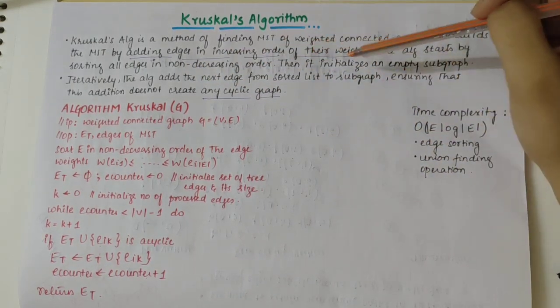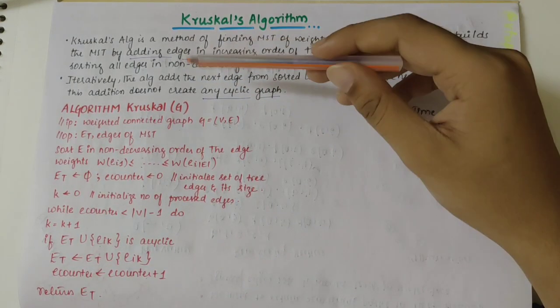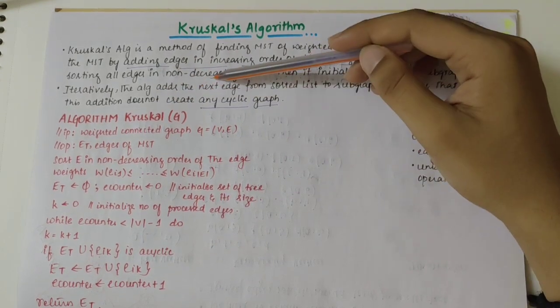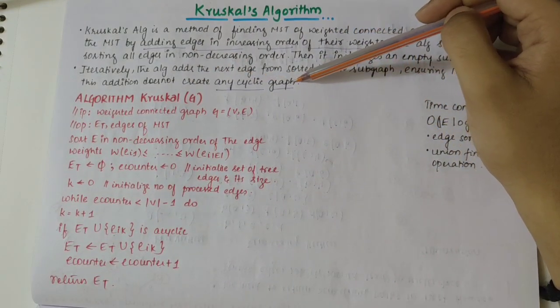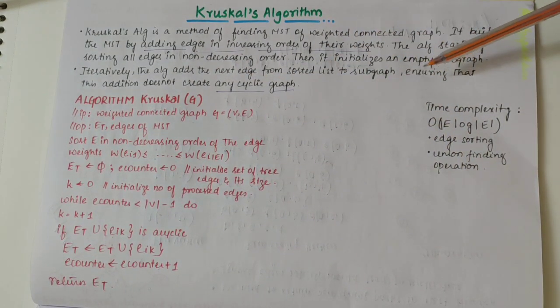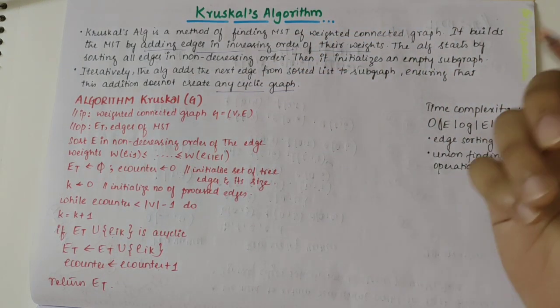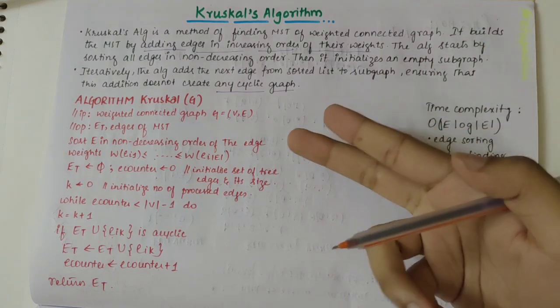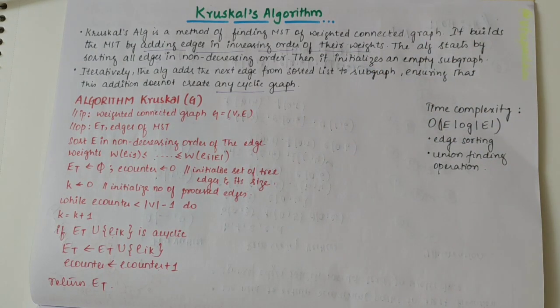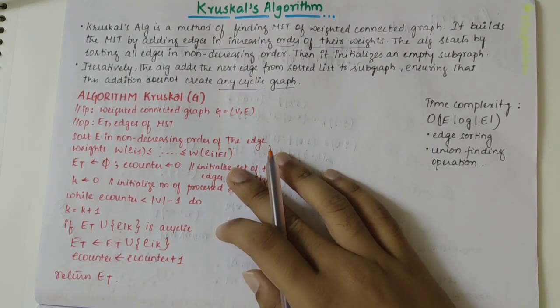That is the first point. Then it initializes an empty subgraph. Iteratively, the algorithm adds the next edge from the sorted list to the subgraph, ensuring that the addition does not create any cyclic graph. So as we have looked at in Prim's, it has to be a minimum spanning tree. That is the first condition. Second condition is a cycle should not be formed. Cyclic graph should not be formed. So that is pretty understood. Let's look into the algorithm part here.